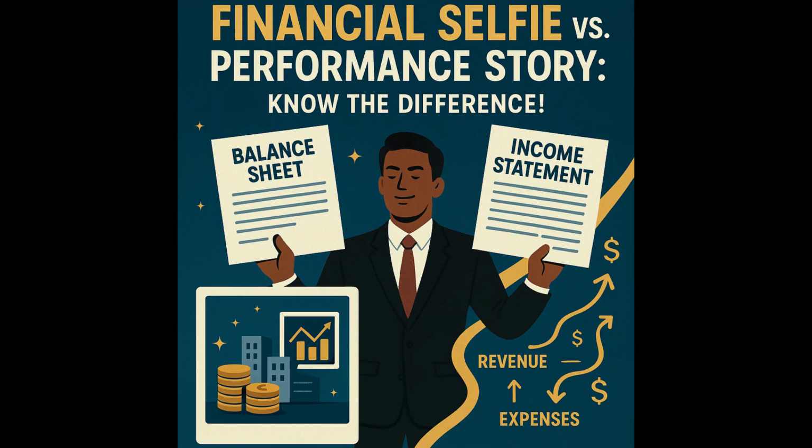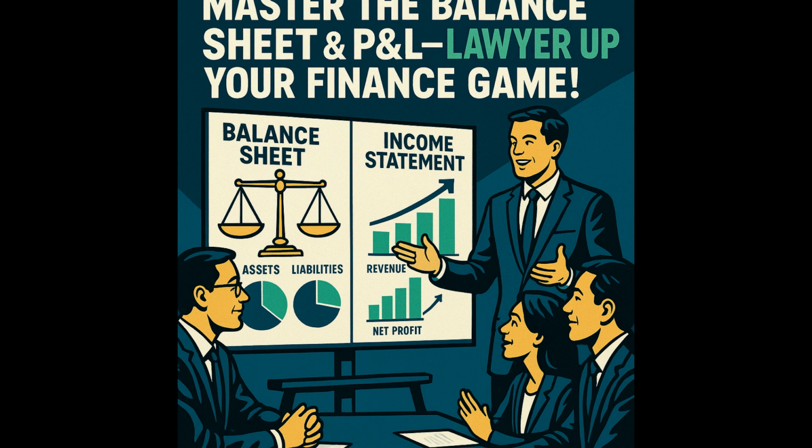A balance sheet is like a financial selfie of a company, showing what it owns, assets, what it owes, liabilities, and the owner's equity at a specific point in time. Think of it as a snapshot taken on December 31st to see the company's health at year-end. In contrast, the income statement or profit and loss statement covers a period, like January to December, and shows how much money the company made, revenue, and spent, expenses, highlighting the top line, revenue, and bottom line, net profit.